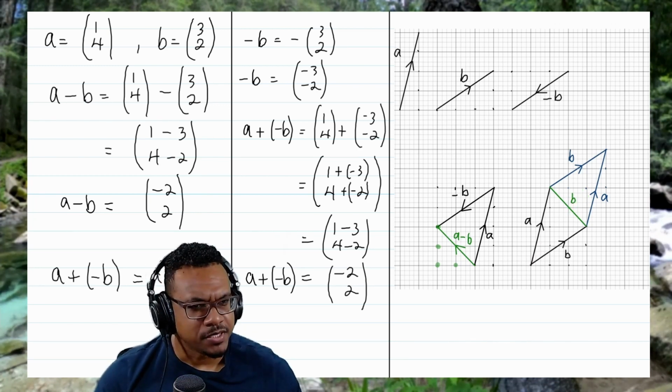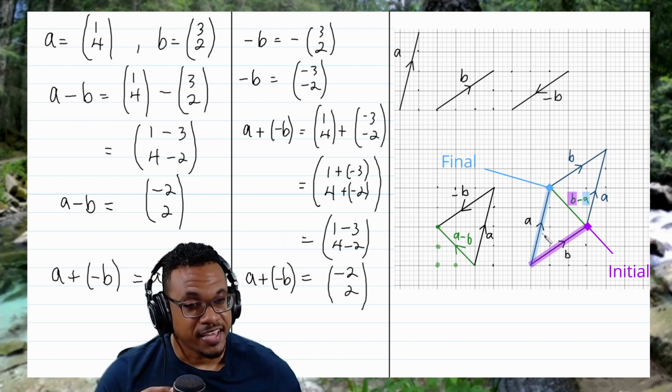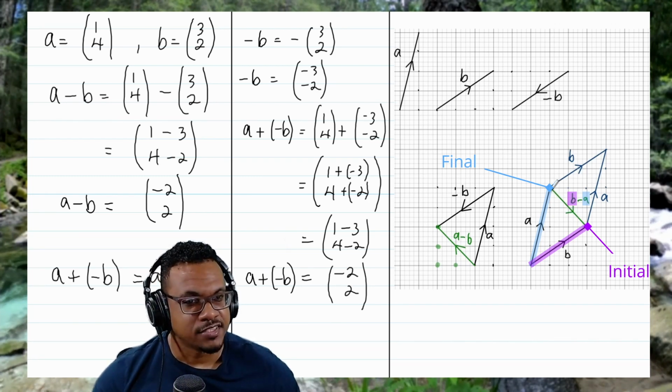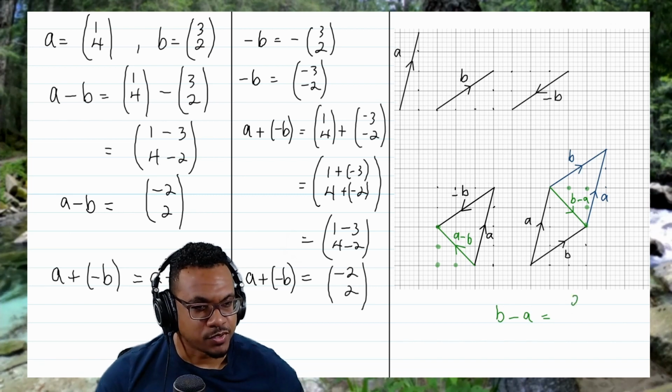So if you have the vector B take away A, then B would be the initial position and A would be the final position. So the head of the vector would have to be pointing towards B. And you can see that this vector is 1, 2 units to the right, and then 1, 2 units downwards. So the vector B take away A is 2 units to the right, so that's positive 2, and 2 units downwards, so that's negative 2.